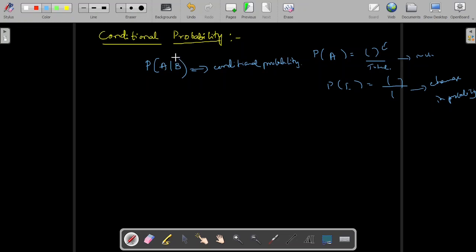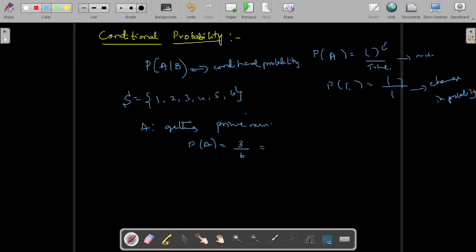If the second event occurs and it affects the probability of the first event, then we call it conditional probability. Take the example of a random experiment: throwing a die, 1, 2, 3, 4, 5, 6. This is the experiment of throwing a die and it is the sample space. Now I will give you an event A as getting a prime number. What is the probability of getting a prime number when a die is thrown? Prime numbers are 2, 3, 5, so it is 3 by 6, which is 1 by 2, around 50%.